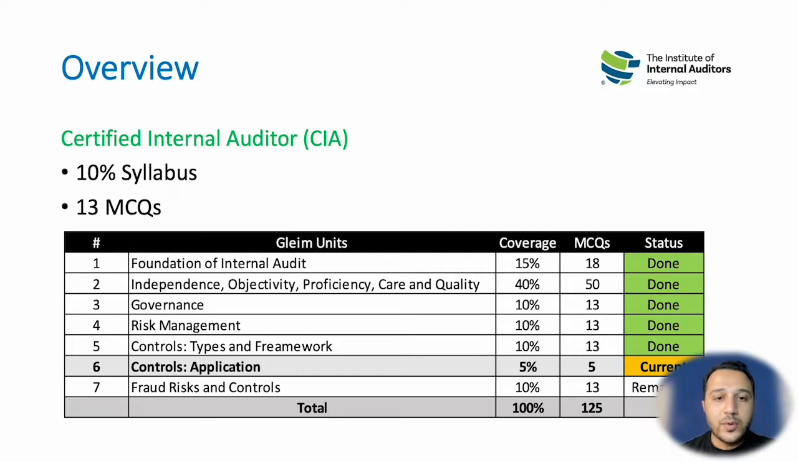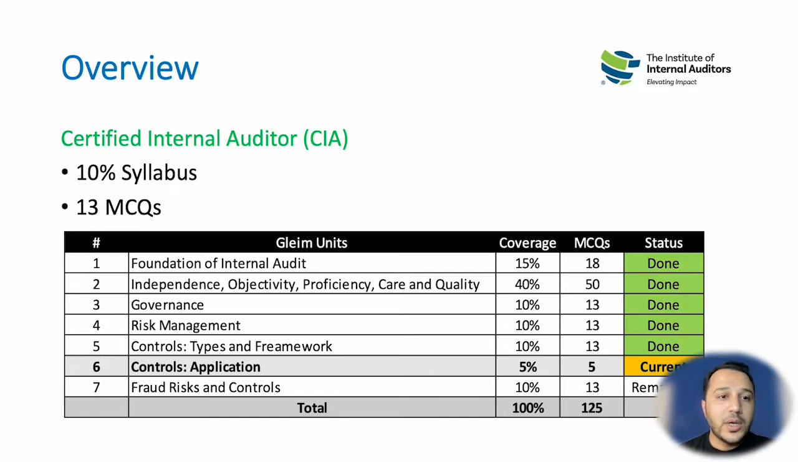So this is the overall picture, and after this unit we will be going through the last unit, which is about fraud, risk, and controls. So this is the overall snapshot. The control unit is basically divided into chapter 5 and chapter 6, so you can consider this overall as 15% in terms of percentage, and overall around 18 MCQs come from the control unit.